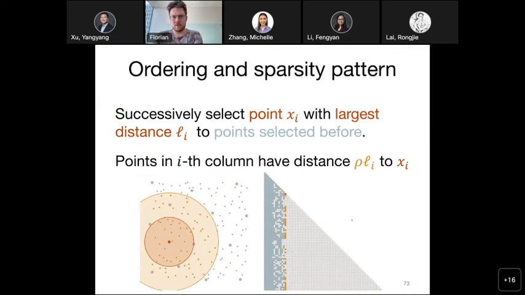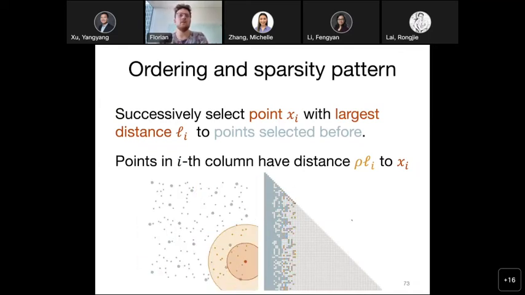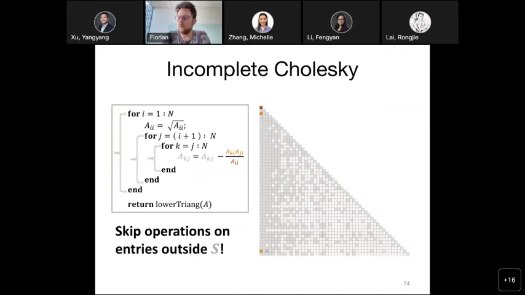And so now we have come up with this sparsity set. And now we're going to simply do incomplete Cholesky factorization, meaning that we set all the entries outside of the sparsity set to 0, so we never even have to compute them in the first place. And then we do Cholesky factorization, but we skip any operation that involves entries outside of the sparsity set.